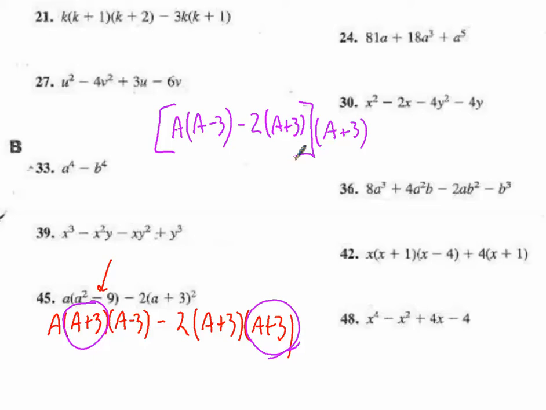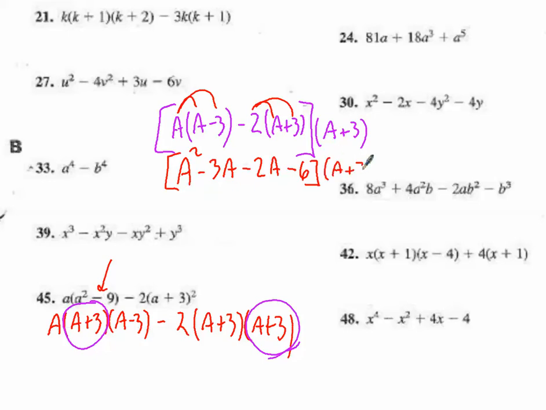So now I need to simplify this, right? I can't leave an answer like that. It just fails the aesthetic test. So a times a is a squared. A times negative 3 is negative 3a. So we have negative 2a minus 6. And we're multiplying this whole nasty thing times a plus 3.